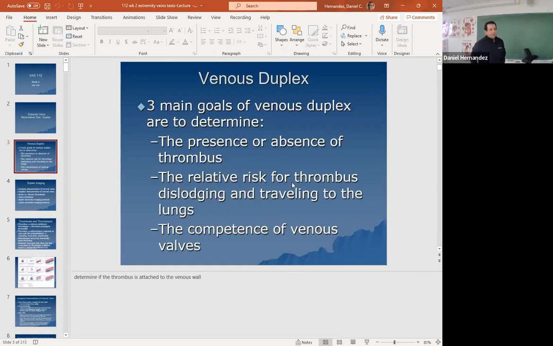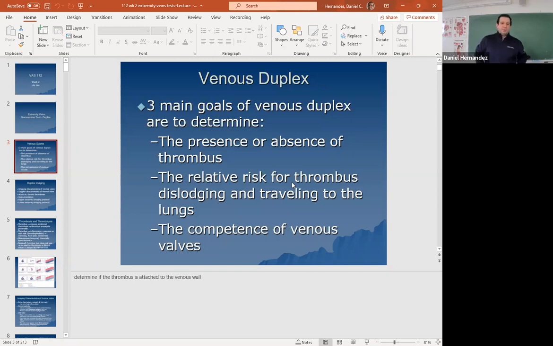So venous duplex. When we're doing an assessment of our veins, there's really 3 main things that we're trying to accomplish with our venous duplex. That's to determine the presence or absence of thrombus, so clot, DVT, or if it's the superficial veins, superficial thrombosis or phlebitis. We're trying to determine the relative risk for thrombosis dislodging or traveling to the lungs. So a lot of that will play in part to the exact location and the size of the thrombus.